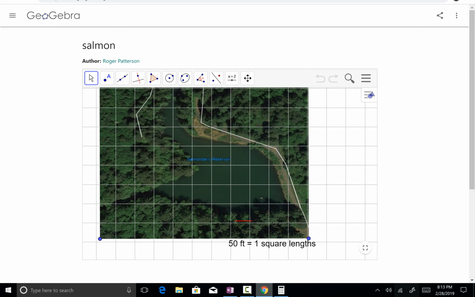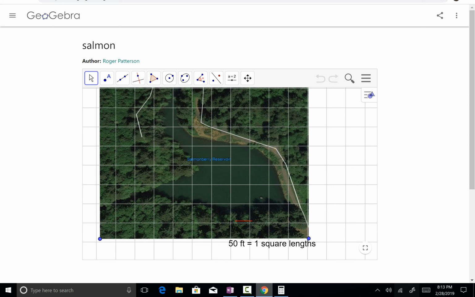So we use squares. And remember how we talked about with the polygons, how we said, let's break it down into just some shapes that we know. All those other U-shaped ones that you did on your assignment, we did in class, we broke them down into rectangles, right? So in this case, we're breaking this Salmonberry Reservoir down into squares, all right?